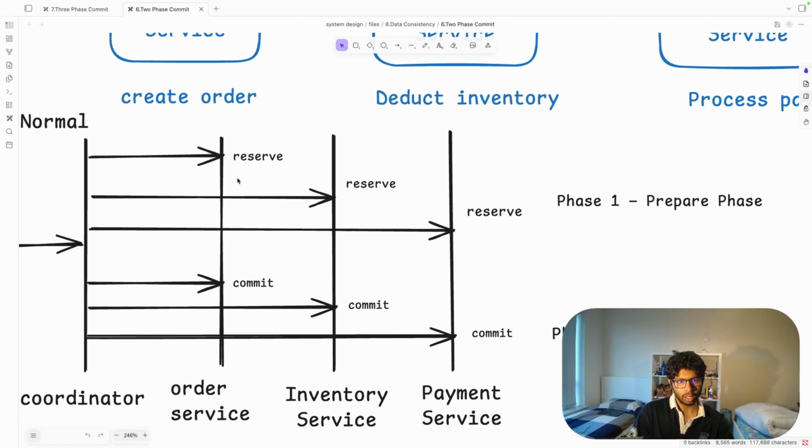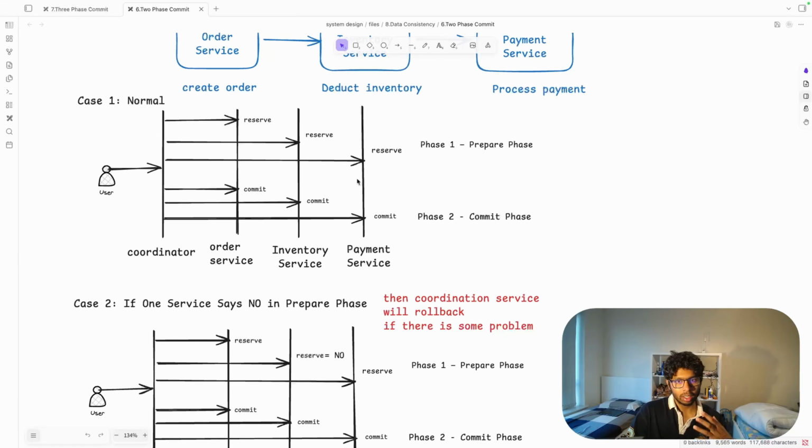Here you will see that we are reserving. In the first step, reserve means that we are preparing our transaction. When our reserve is completed, we are going to commit this transaction. So in the first step we reserve the transaction, and in the second step we commit the transaction. This is how we perform the transaction in two phases.